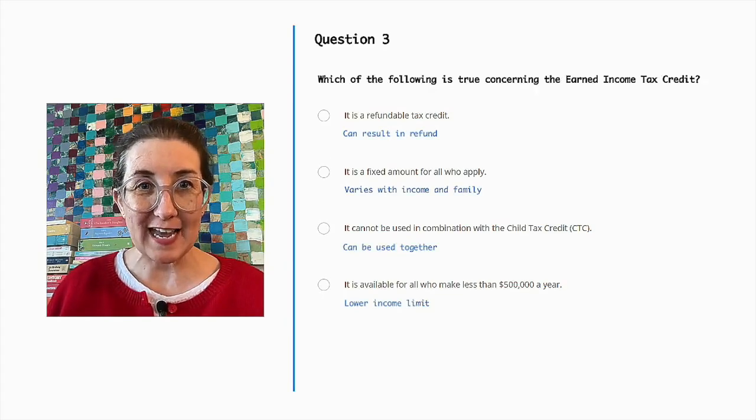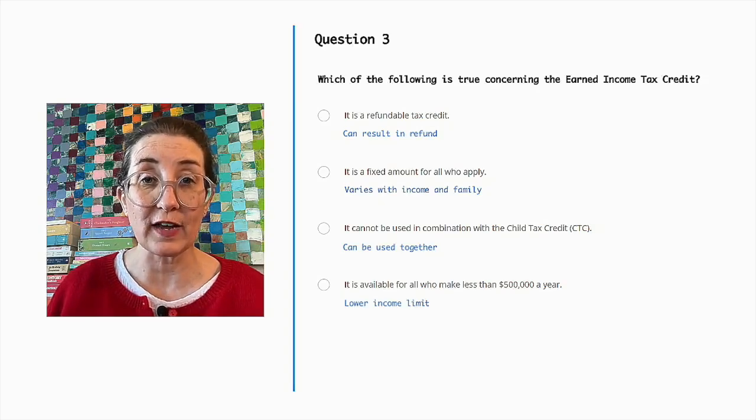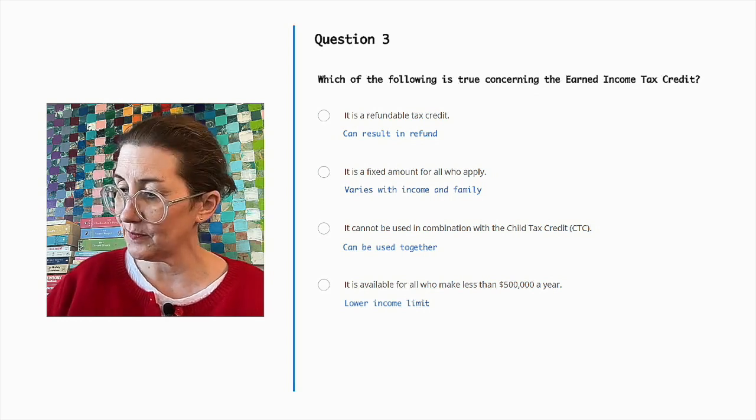Therefore, the correct answer here is it is a refundable tax credit, meaning it can reduce the tax owed and potentially result in a refund if the credit exceeds the tax liability.